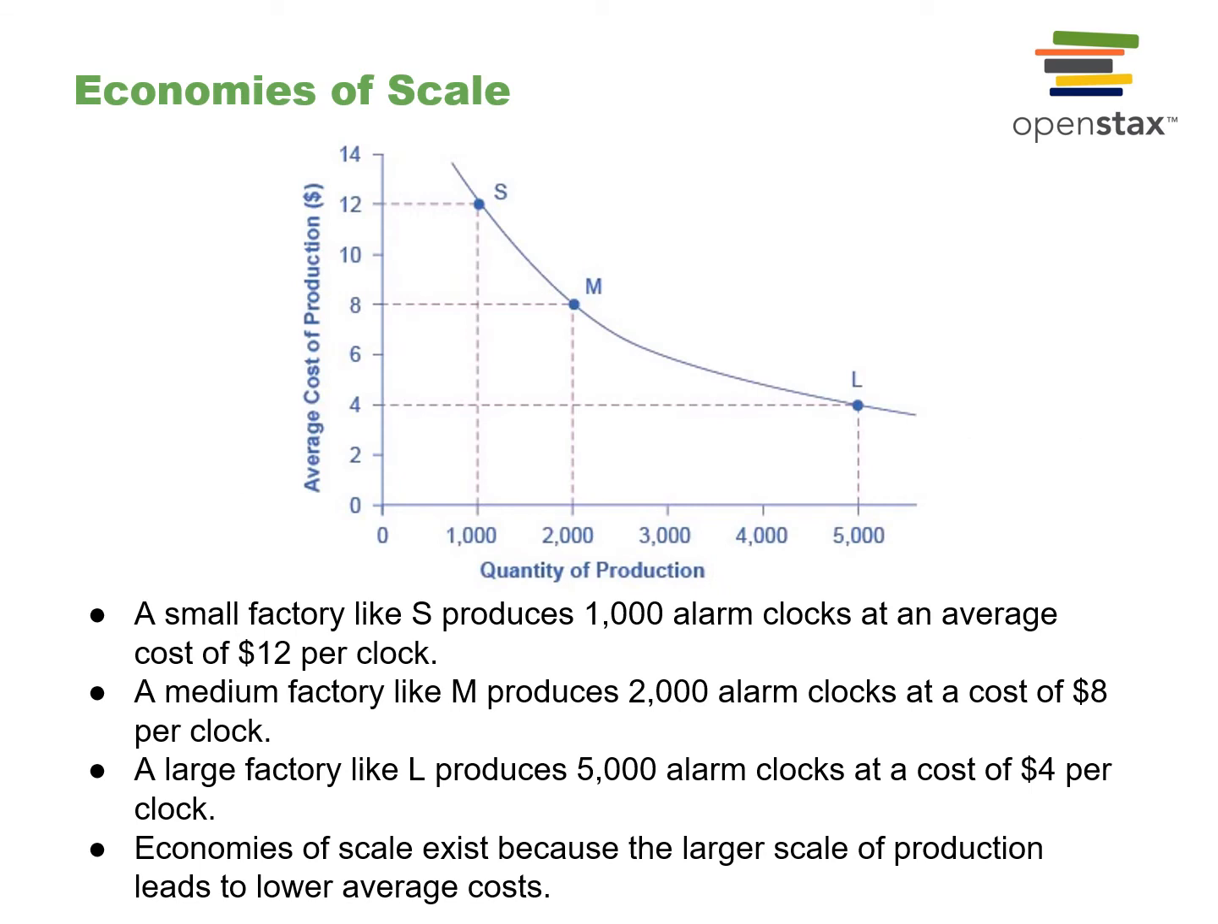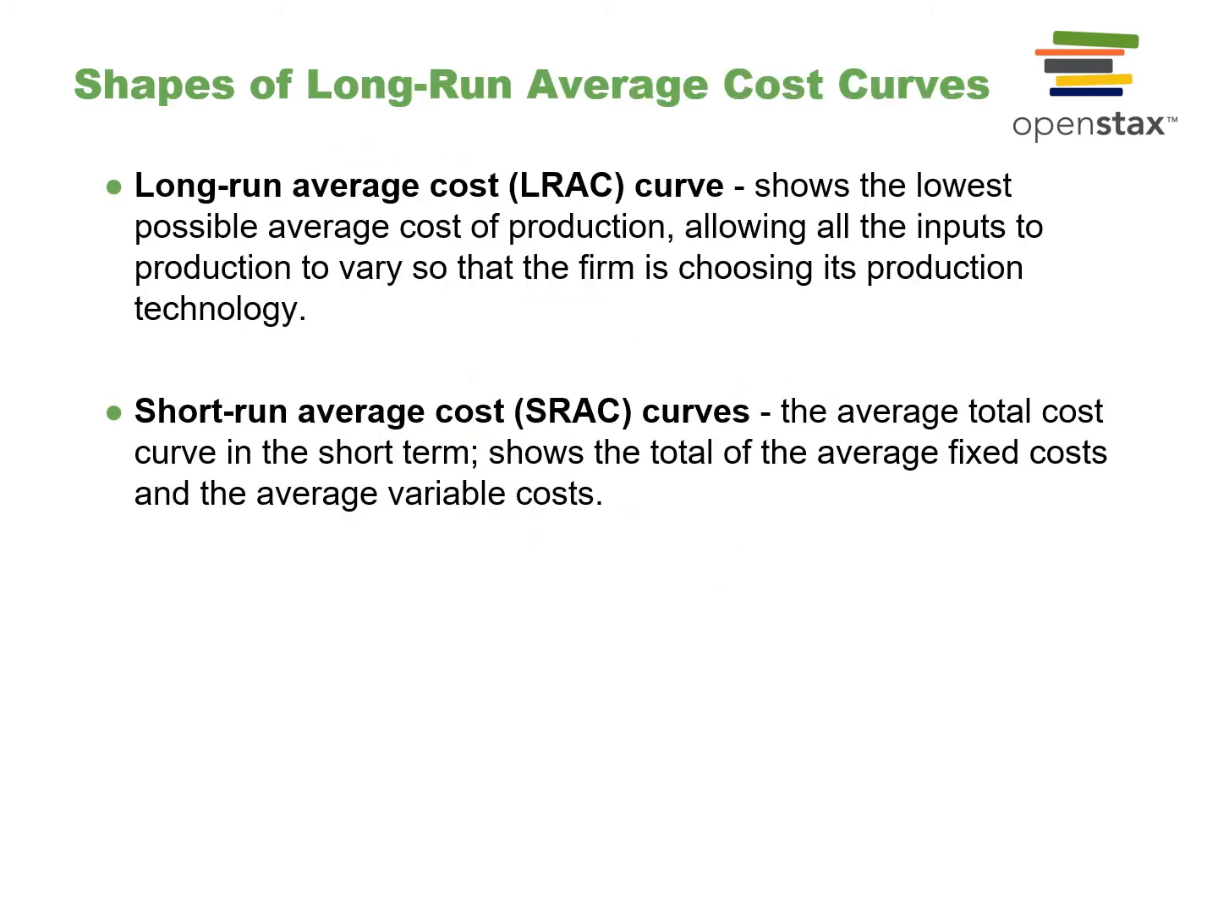And so this is an illustration of economies of scale. At point S, the average cost of production is $12 per unit for 1,000. As we move down this production curve to 2,000, it's $8. When we go all the way out to 5,000 units, it costs us $4. So this is an illustration of economy of scale.